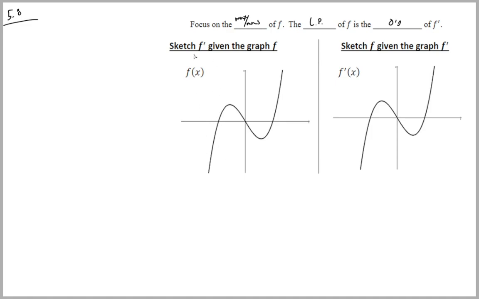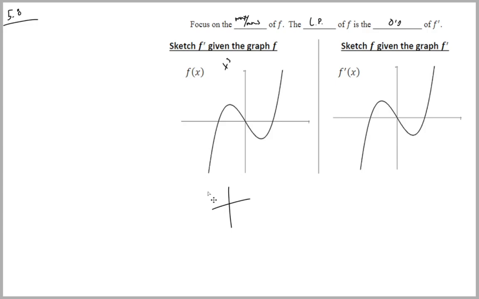We're asked to sketch f prime given the graph of f. We're going to sketch a graph according to this graph. It starts positive, then goes slowly to 0, goes negative, and then goes back up and starts going positive again. This looks to me like an x cubed graph, and if we differentiate it, it'll be a 3x squared graph.